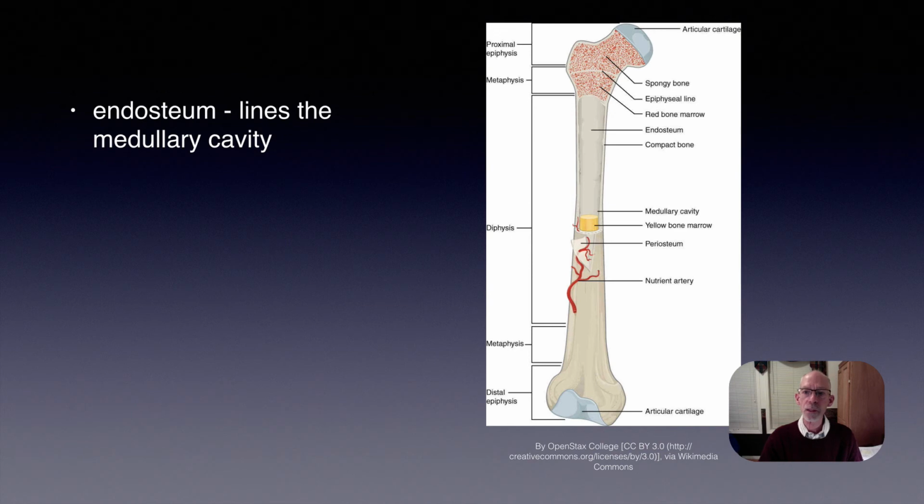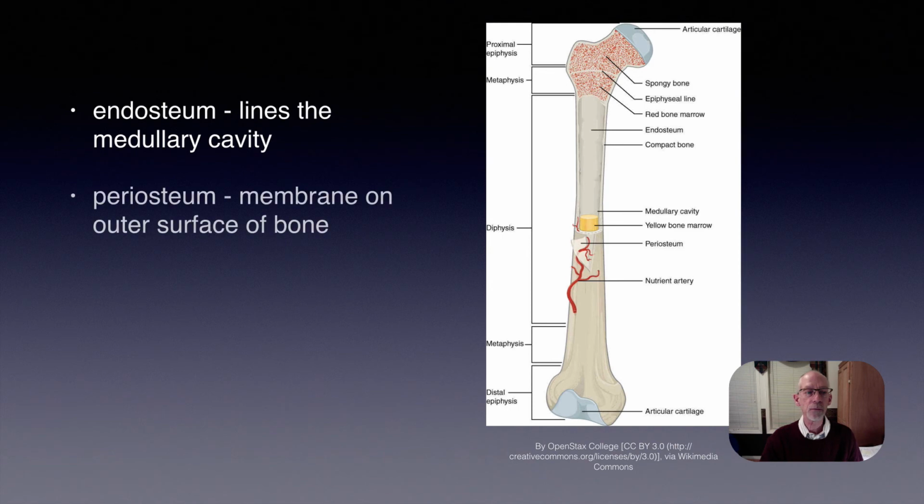Let's now take a look at some of the other areas of the bone. There's a layer of cells referred to as the endosteum, and this is a layer of cells that lines the medullary cavity. The periosteum, on the other hand, is a membrane that's found on the outside of the bone. You can easily remember this by remembering what the root word peri means. It means around, like perimeter.